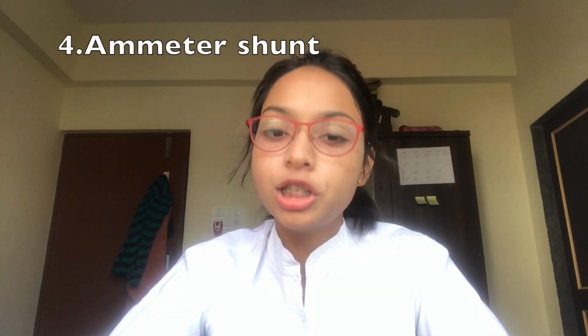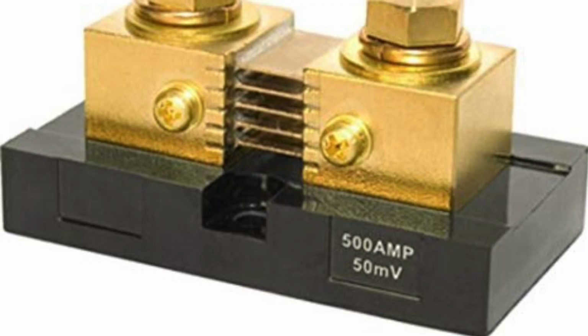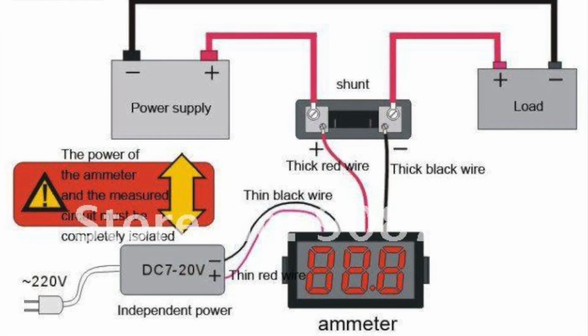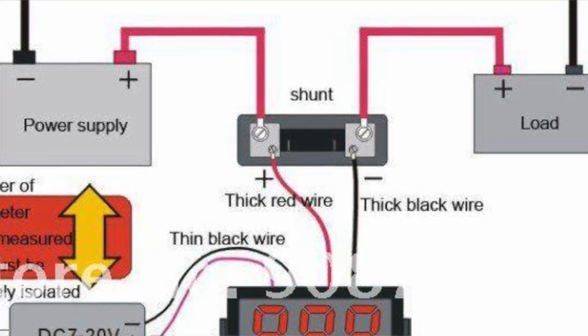Now comes the last part of this video, which is ammeter shunt. A high value of current passing directly through the ammeter damages its internal circuit. To prevent this, a shunt resistance is connected in parallel with the ammeter. If a large measured current passes through the circuit, the major portion of the current passes through the shunt resistance, so the shunt resistance will not affect the working of the ammeter.